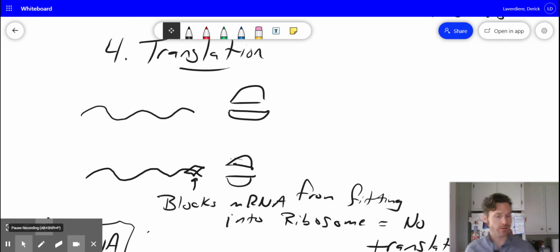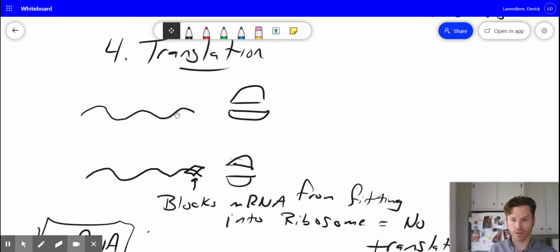Right? And so in this beautiful model that I've made, you see our mRNA. It's ready to fit into the ribosome, but then something sticks on it and it can no longer fit in the gap. Right? It can't go on. As long as this thing is stuck on there, translation will never occur and I'll never end up with that protein. This has halted the process of gene expression.